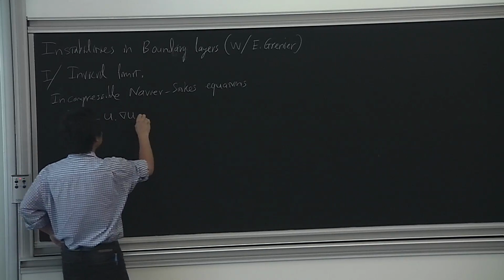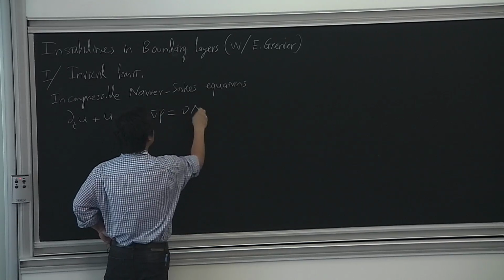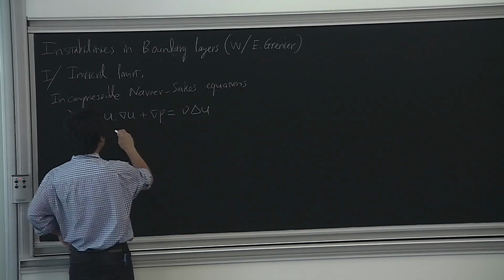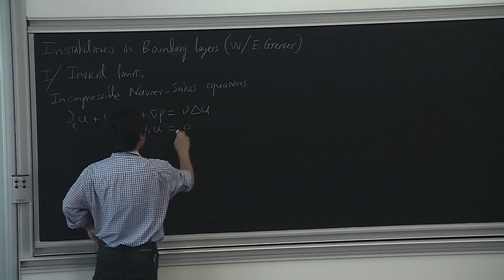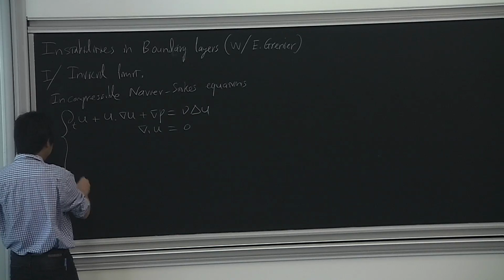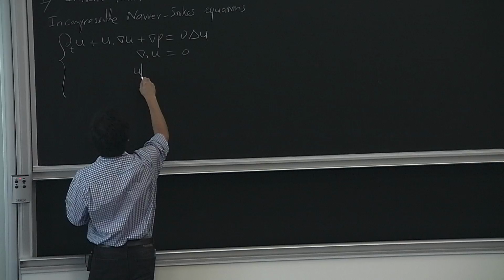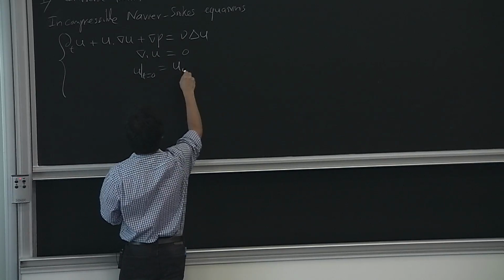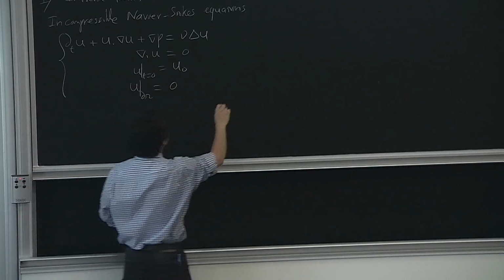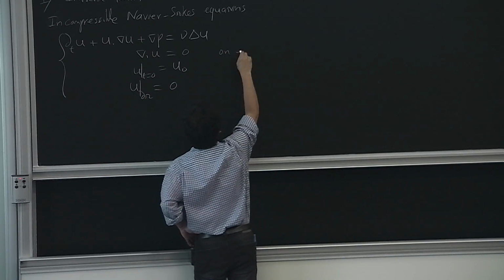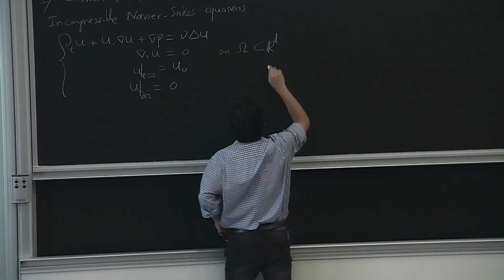So these are the equations for incompressible Navier-Stokes. You have the equation for U, and then you have the divergence-free condition, and you have the initial datum equal to U0, and you have the boundary conditions. The equations are posed on a domain omega, and let's say omega for now is in R^d.